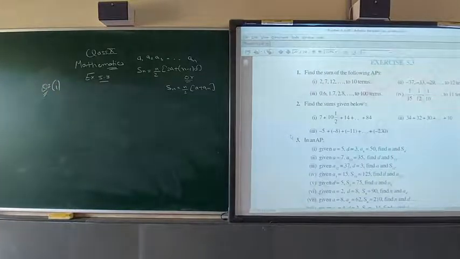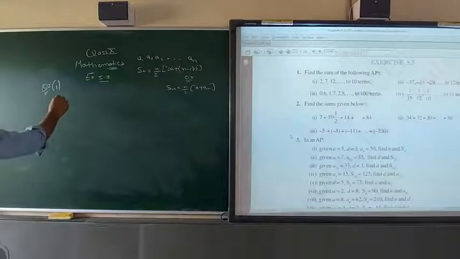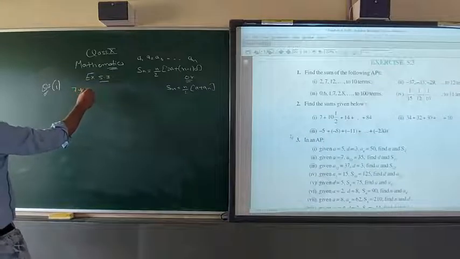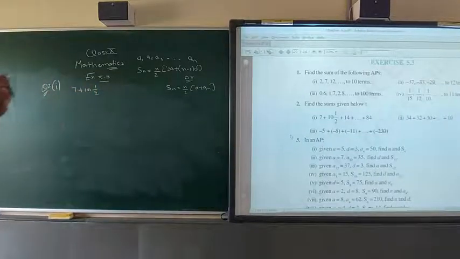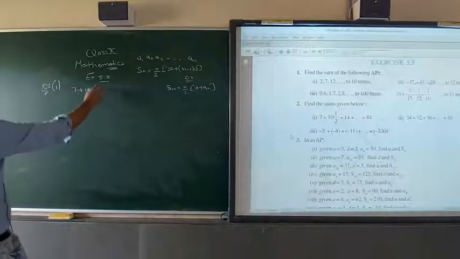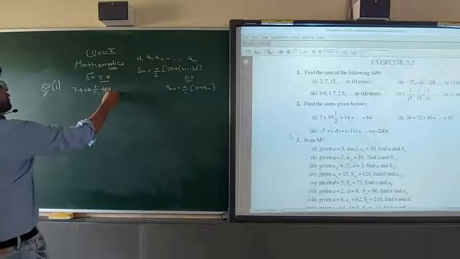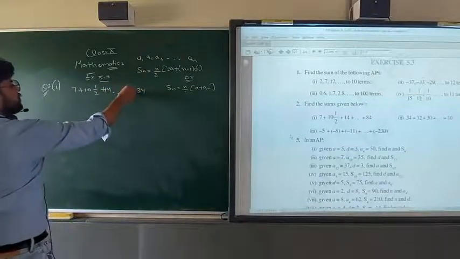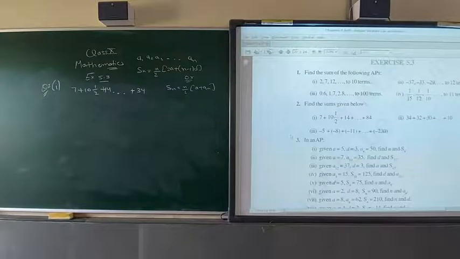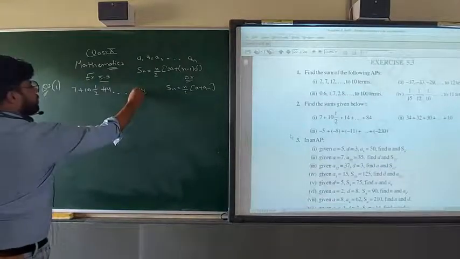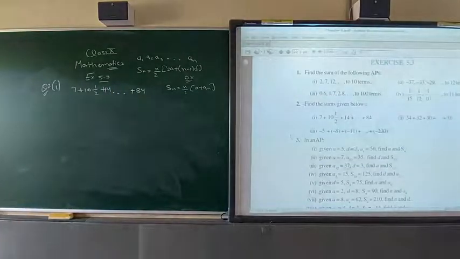Question number 2, first part. In an AP, find the sum of the given series: 7 plus 10 1/2 plus 14 plus ... plus 84. The last term is given as 84. Now we have to find the sum.